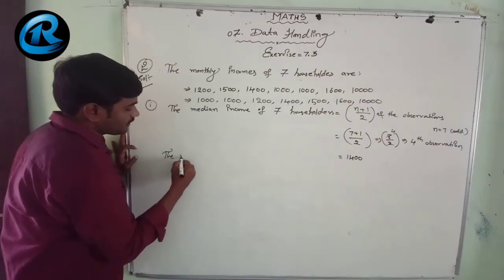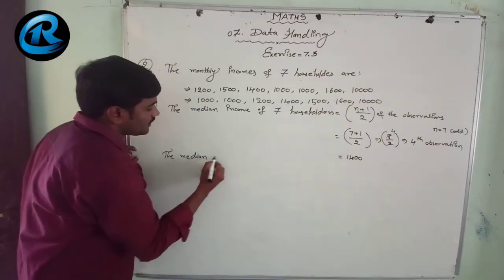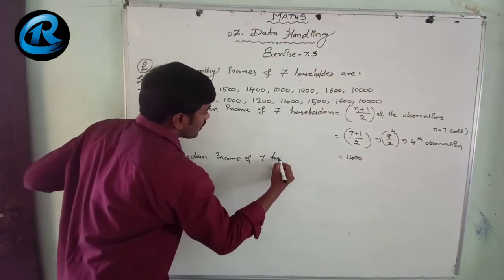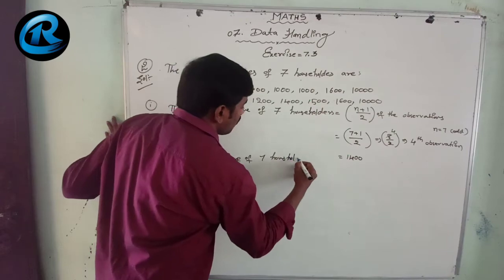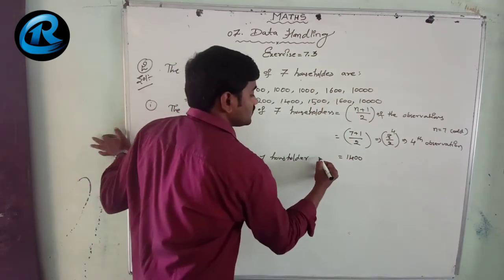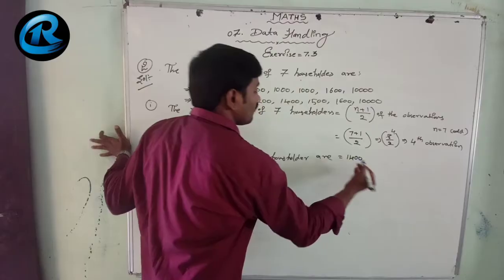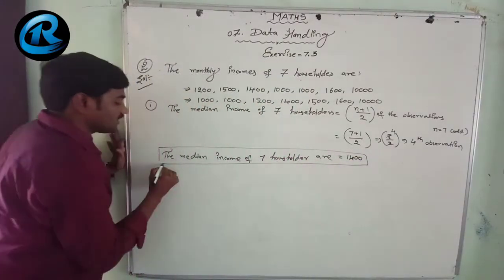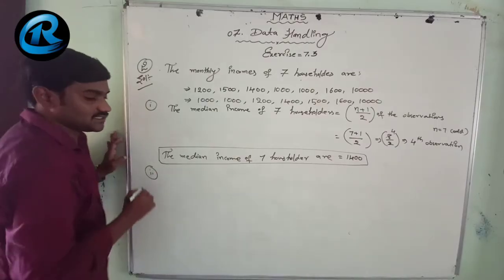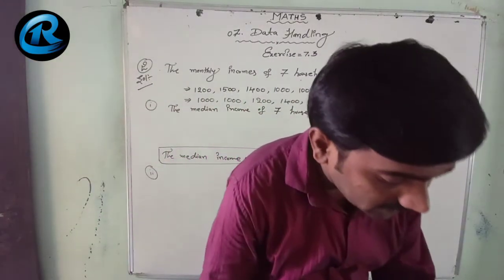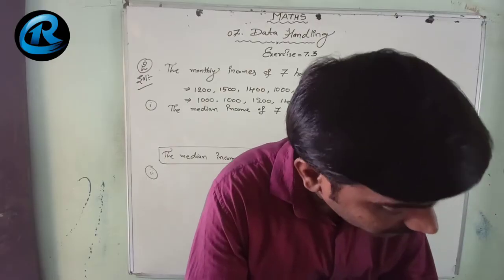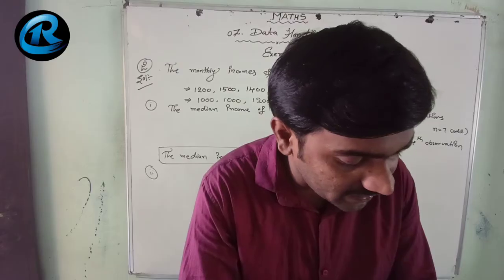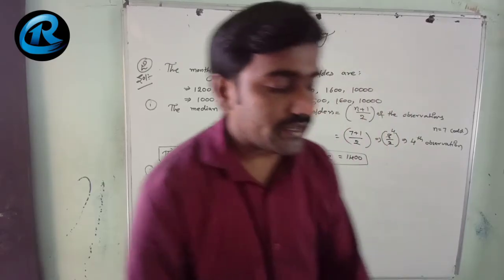The median income of 7 householders is 1400 rupees. This is therefore the first one. But there is one more internal question asked. See, what is that? If one more householder with the monthly income 1500 is added, what will be the median income?